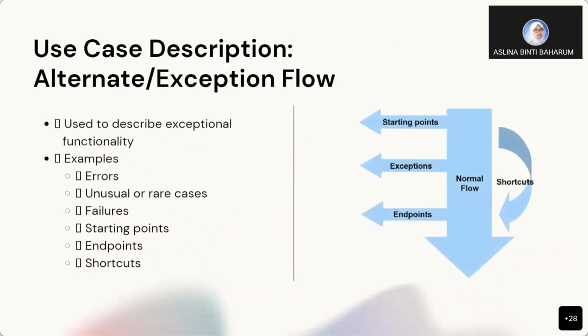So in a use case description, the alternate or exception flow is used to describe exceptional functionality. The examples are errors, unusual or rare cases, failures, starting point, end point, and shortcuts.